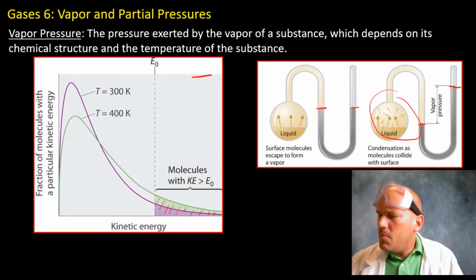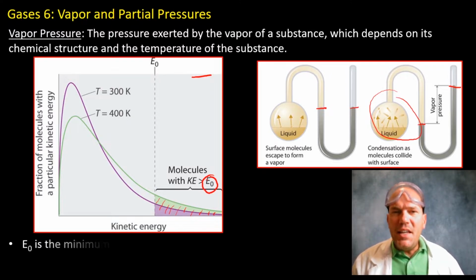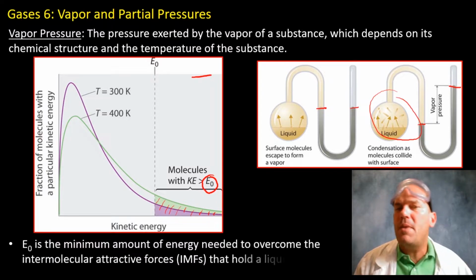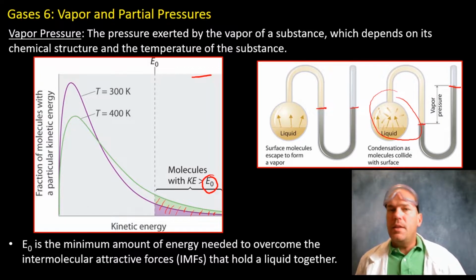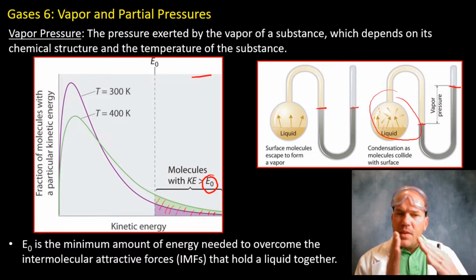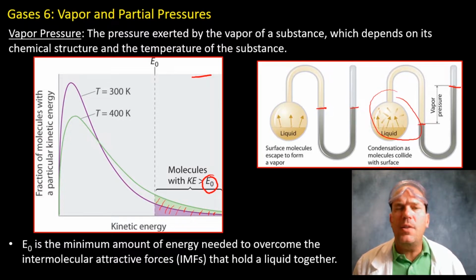Now, you may be wondering what this symbol is here. That is E naught. Now, E naught can be defined as the minimum amount of energy that is required to overcome the intermolecular forces. And so again, that minimum amount is what I'm referring to as that minimum threshold, and we call that E naught.